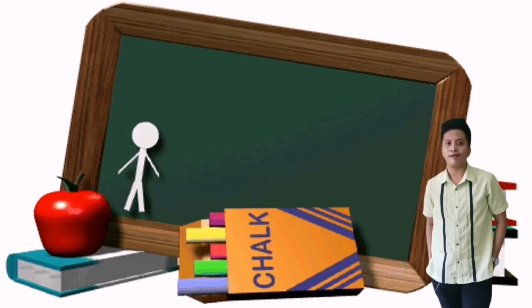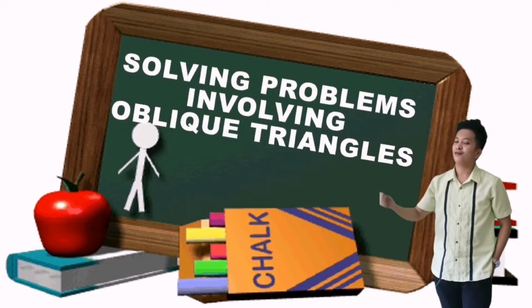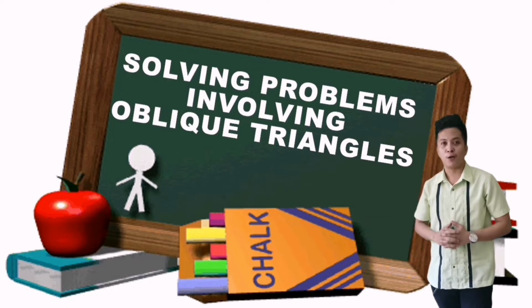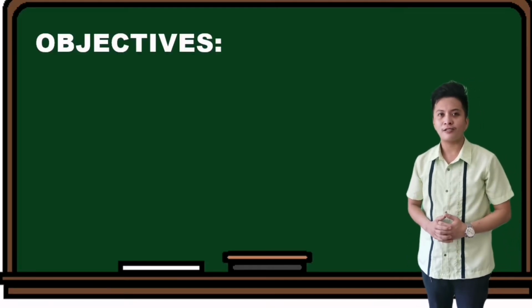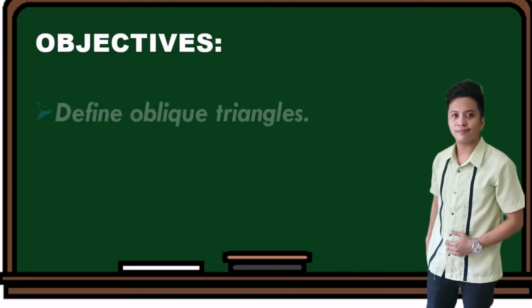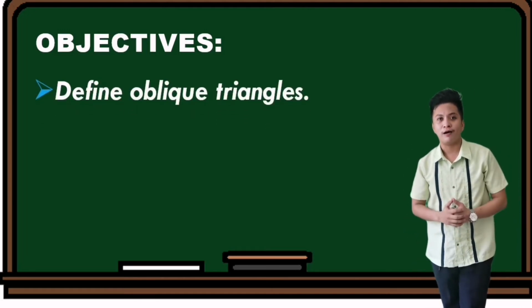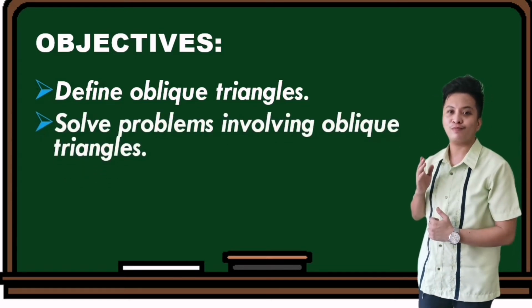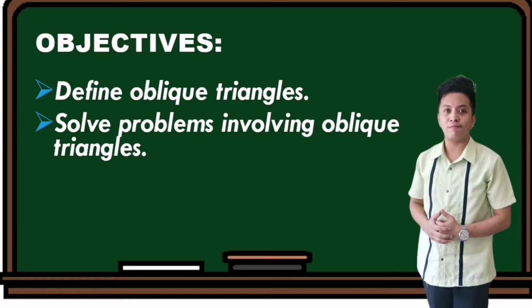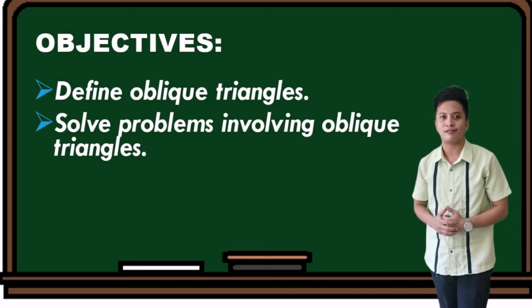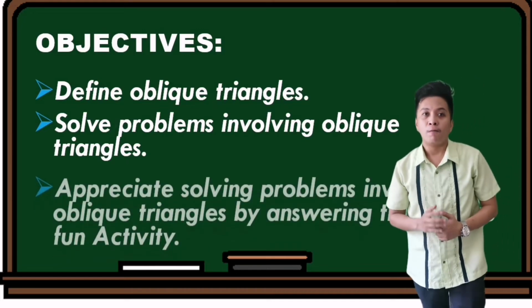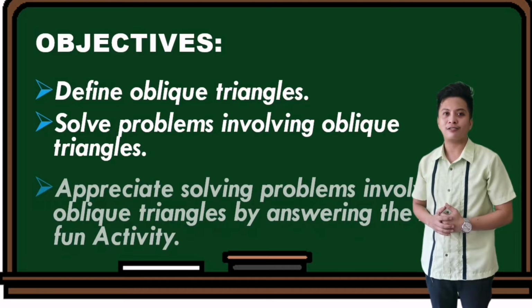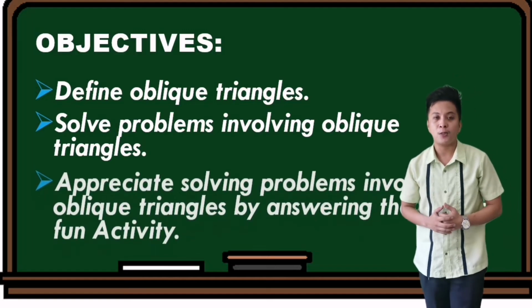Our lesson for today is about solving problems involving oblique triangles. Our objectives in this lesson are the following. Number 1, define oblique triangles. Number 2, solve word problems involving oblique triangles. Number 3, appreciate solving problems involving oblique triangles by answering the math fun activity.